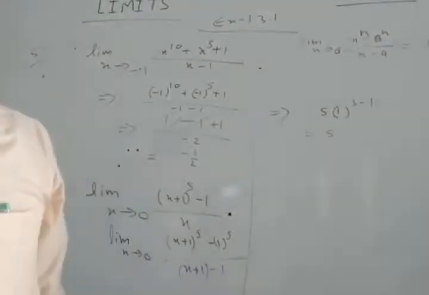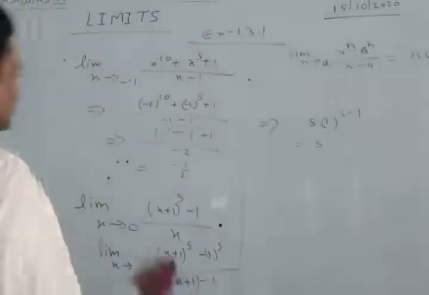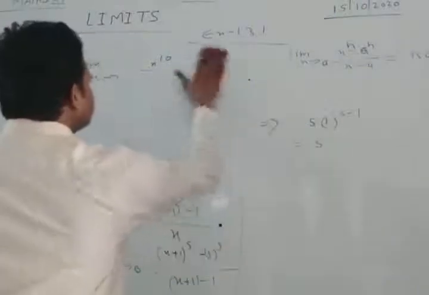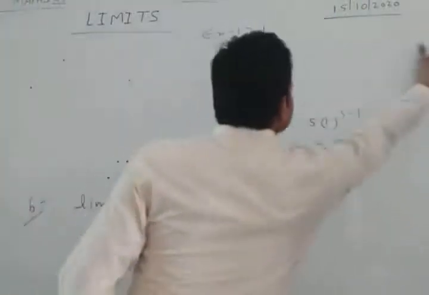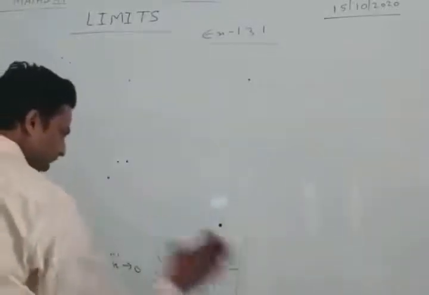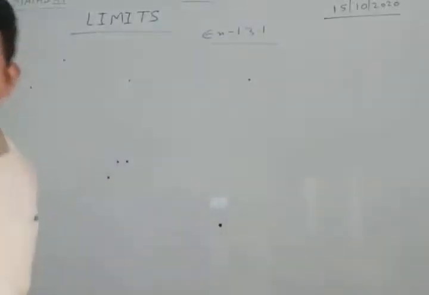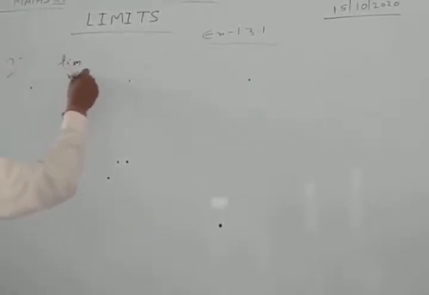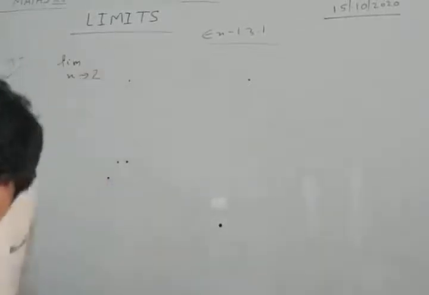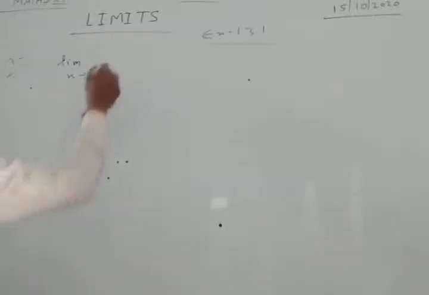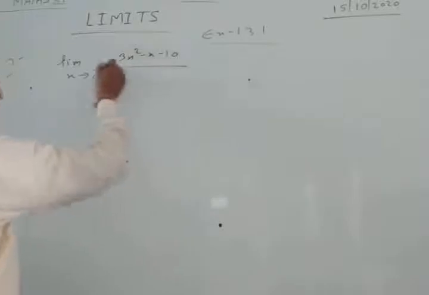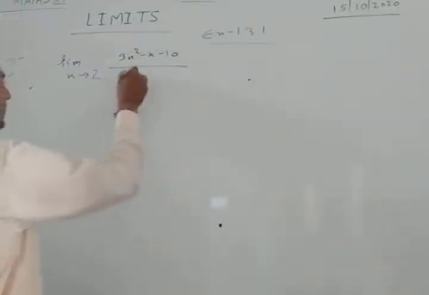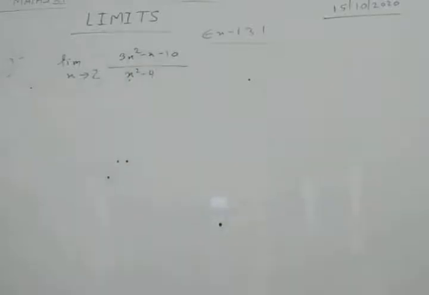Now we will see the next question. The next question is question number 7, in which limit x tends to 2 of 3x square minus x minus 10 by x square minus 4. Now what we will do here?